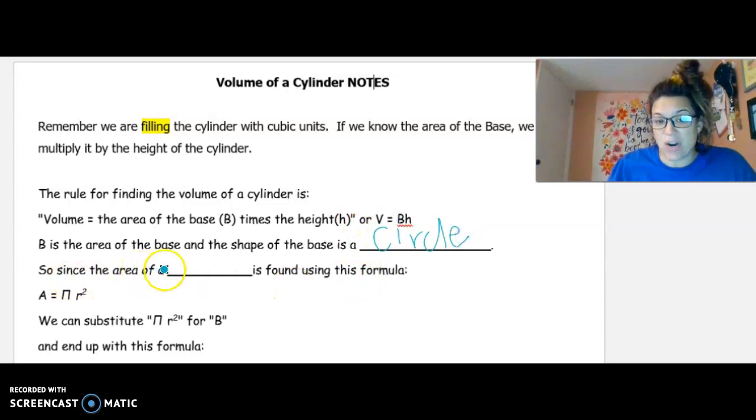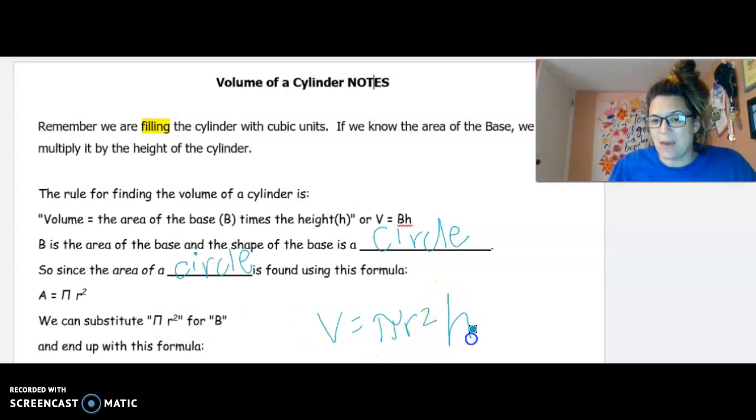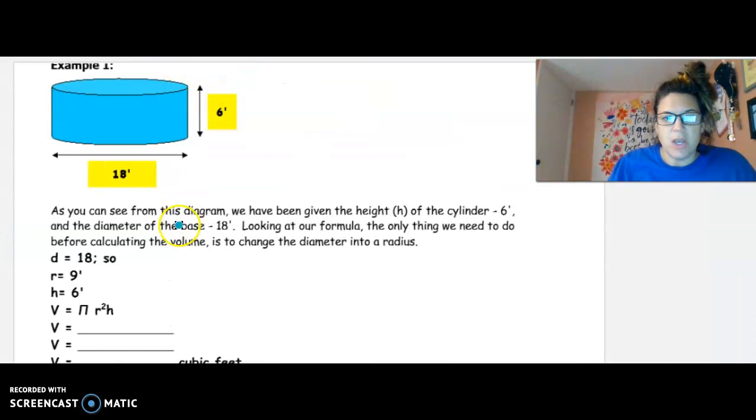So since the area of a circle is found using area equals pi times the radius squared, we're going to substitute that for the base, for b. So we're still multiplying the base times the height, but in this case, our base is a circle. So our formula is pi times the radius squared, so that's the area of the base, and we're going to multiply it by the height. That's volume of a cylinder. Let's try a few problems.